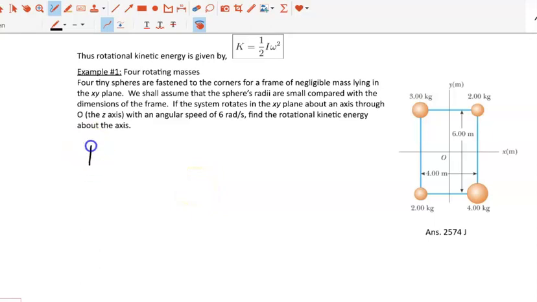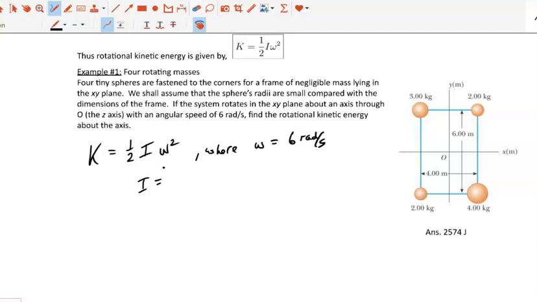So to calculate the rotational kinetic energy, we use the formula 1/2 I omega squared. We know that the angular velocity in this problem is given as 6 rad/s, and we're looking for the rotational inertia of the system. We did this problem before, but maybe you have to review it.